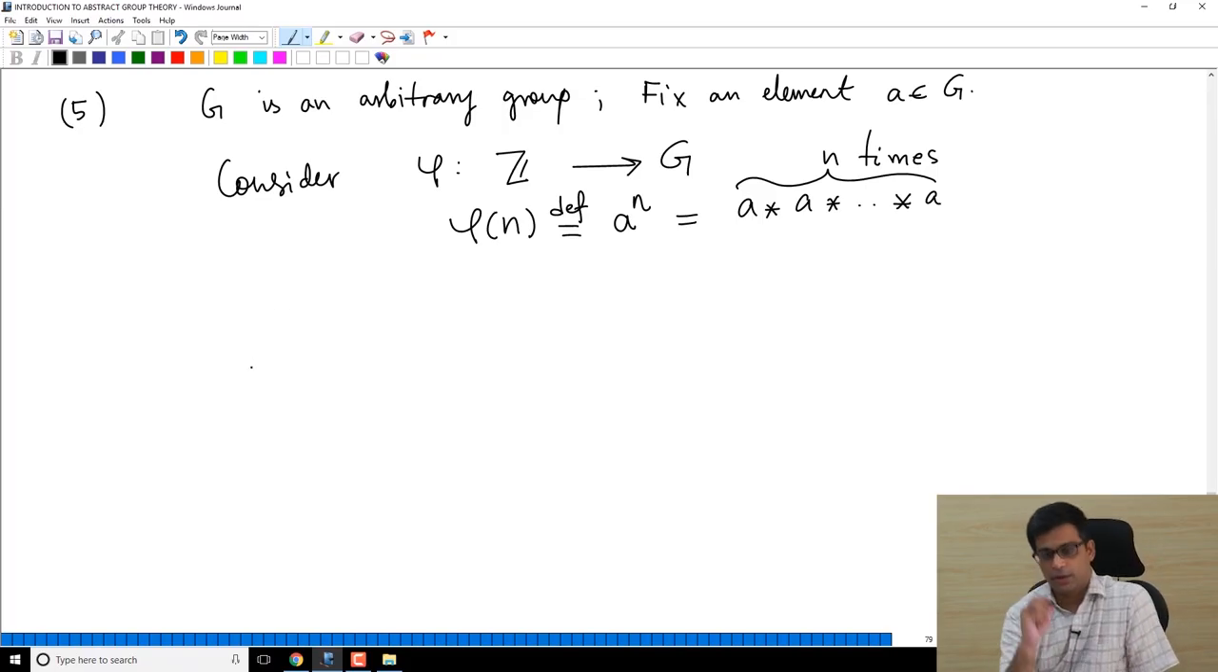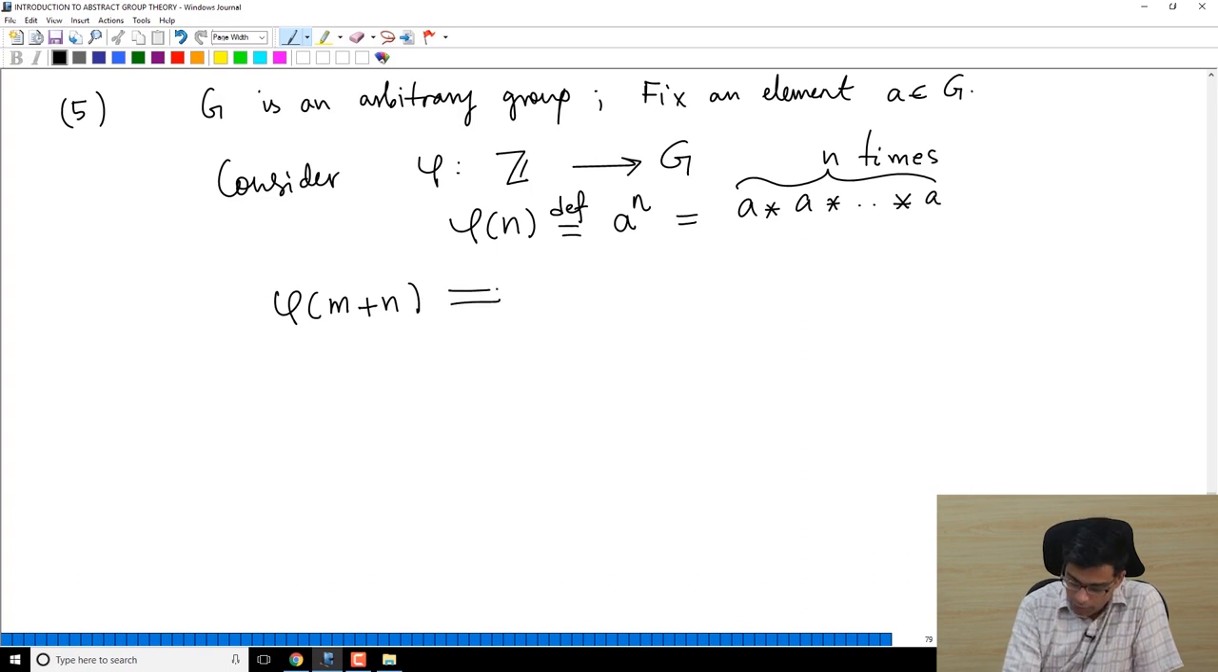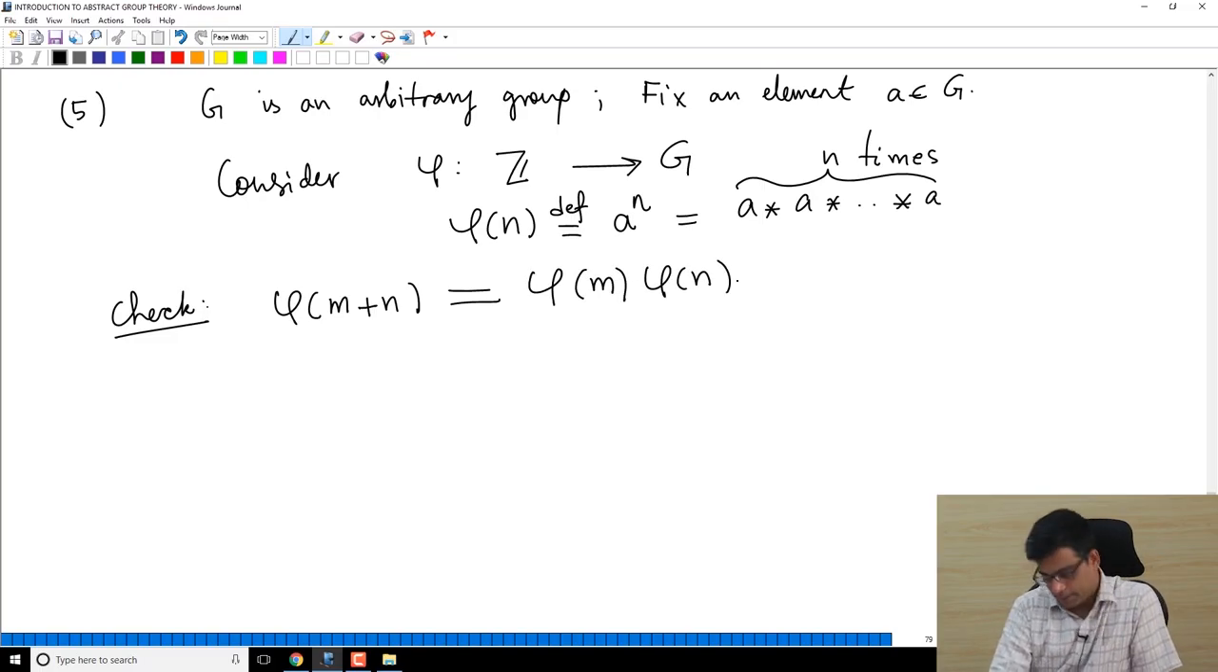So again, remember the definition: phi of m plus n, because the group Z is under addition, we have to check phi of m plus n should be equal to phi of m times phi of n, because that's the group operation on G. My notation is just phi m times phi n. So I don't write star unless I want to emphasize a point here.